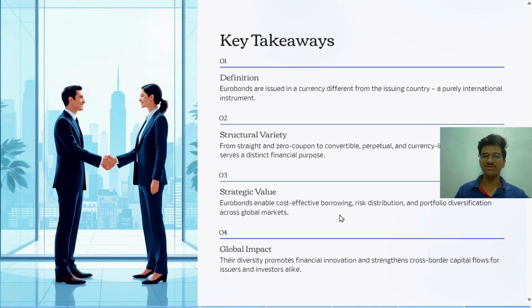So, what are the key takeaways? So, we discussed what Eurobonds are. Those are currency bonds which have more than one currency involved. It does not necessarily mean that it has to be based off Europe or based in euro-based economies. It could be of any company of any country of any economy. Secondly, we have structural variety. Third, we have strategic value. Fourth is global impact.